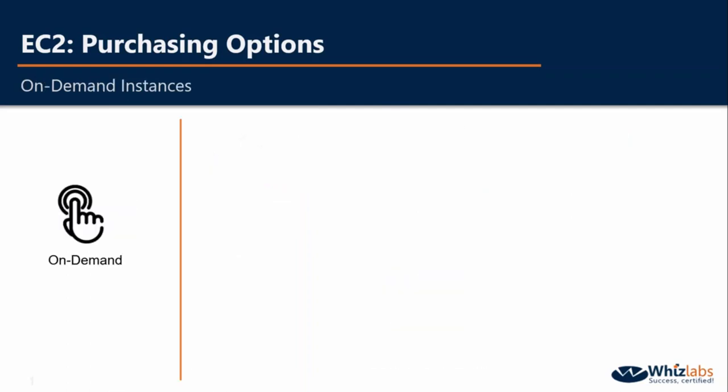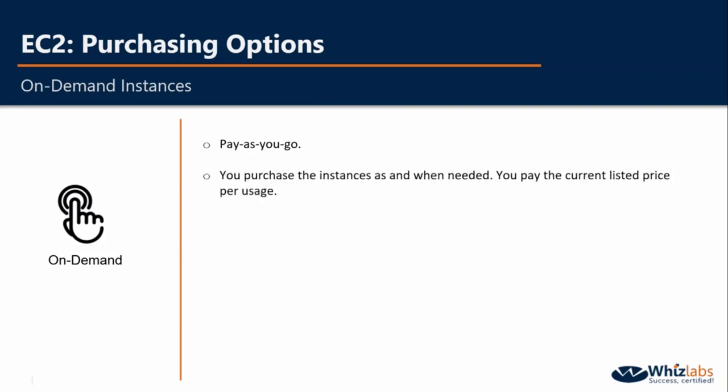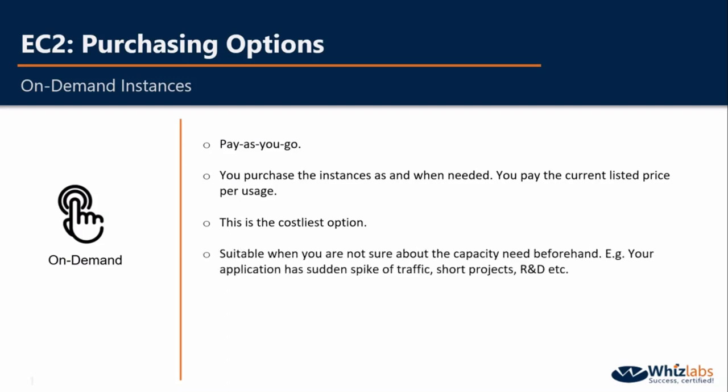The on-demand instance option is quite simply a pay-as-you-go type. You purchase the VMs as and when needed. You pay the current listed price per usage. This is the costliest option compared to all others. This purchase option is suitable for situations where you are not sure about the capacity needed beforehand.